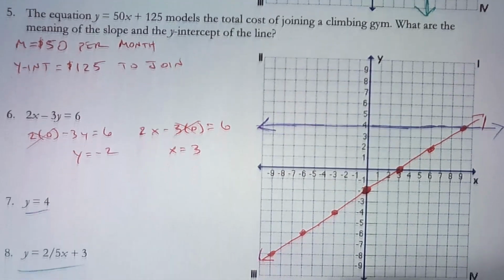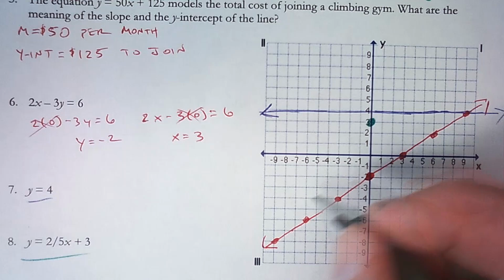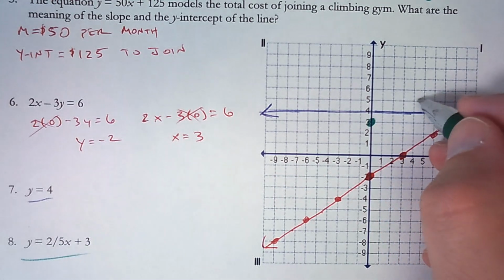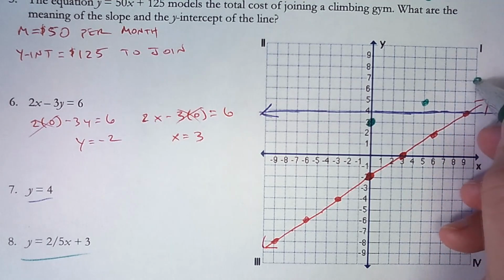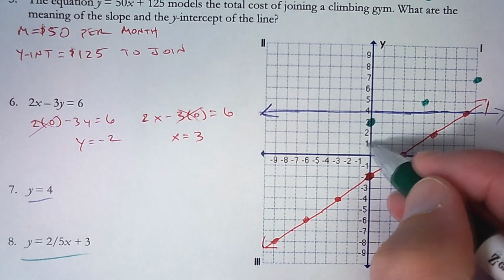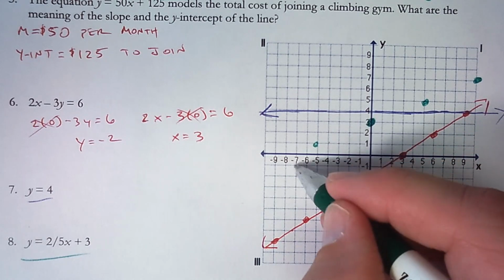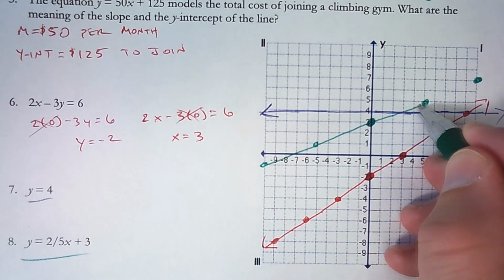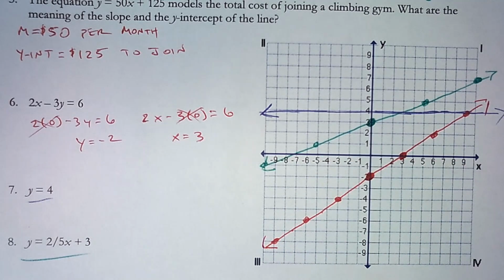And then green for this last one, where I have a y-intercept of 3 and a slope of 2/5, up 2 to right 5. Okay, and when I run out of room going up and right, I can go down and left. Down 2, left 5. And then connect all of those points and include arrows on both ends.